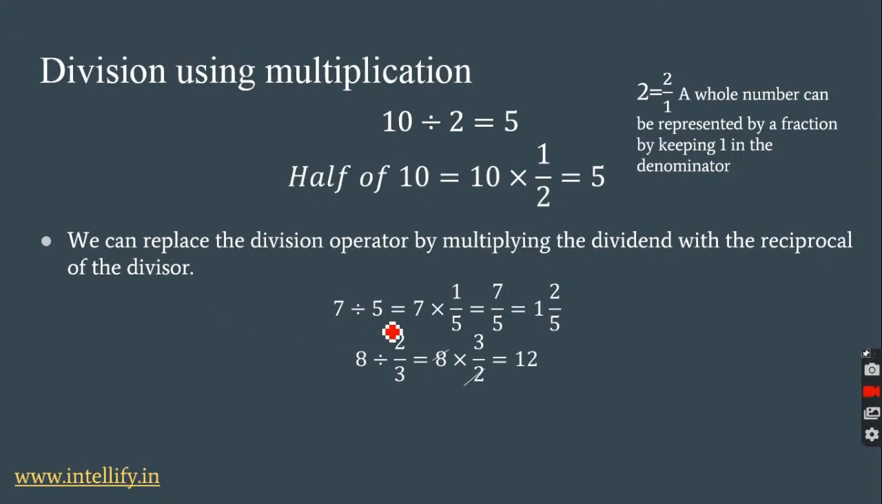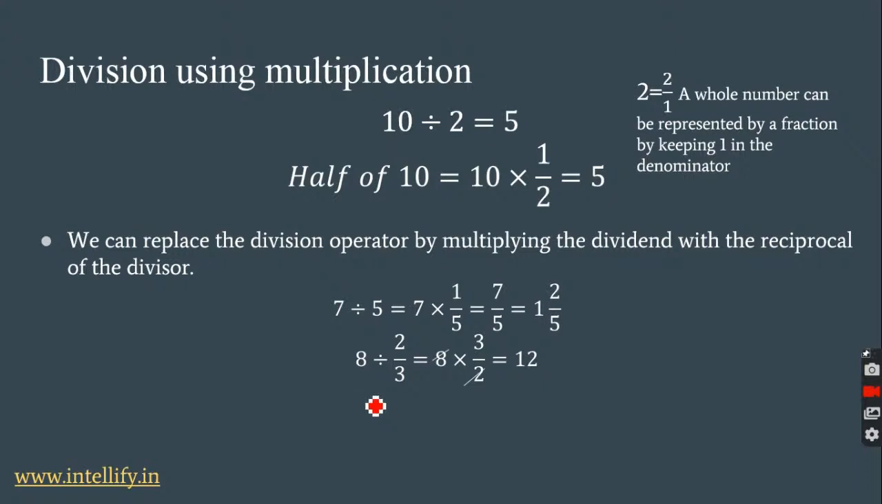7 divided by 5 is equal to 7 into the reciprocal of 5, that is 1 by 5. So 7 into 1 by 5, which can be easily solved by multiplication of fractions. So over here, multiplying the numerators, we have 7 by 5, which can be written as 1 2 by 5.